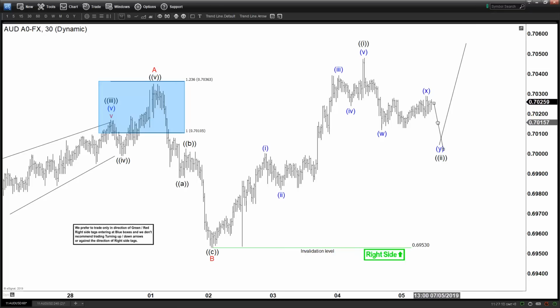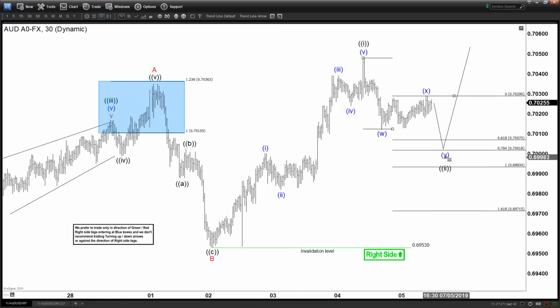Now as to where it can go lower here, there are a couple of ways to do it. One way is to measure the extension. We can, for example, measure it this way. So if the Y is going to be equal to the W, it can potentially reach 0.7. There will be NFP, so expect some sort of choppiness and volatility. But as far as it stays above here, we can see further upside, extension to the upside in the Aussie dollar. So it can reach 0.7.